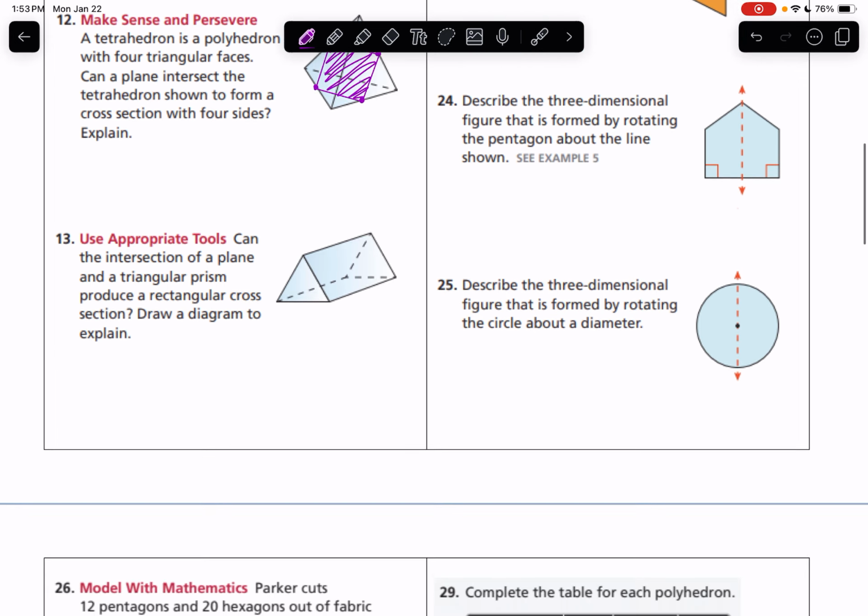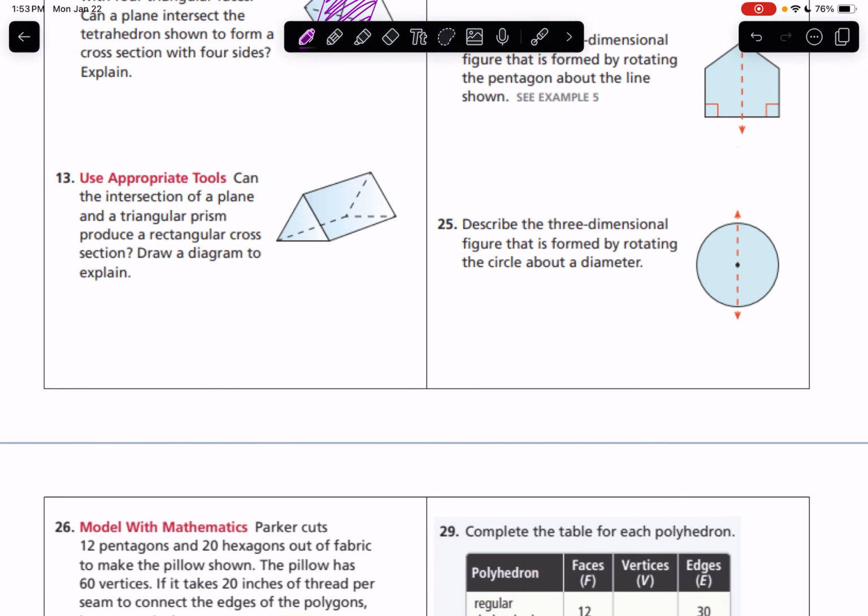Number 13, can the intersection of a plane and a triangular prism produce a rectangular cross-section? Yes, it can. If I go through the same height at the beginning and the end here, I'm going to create a parallel rectangle to the one at the base. And that is going to be just a smaller, thinner rectangle, but it'll still be a rectangle, just like that. So yes.